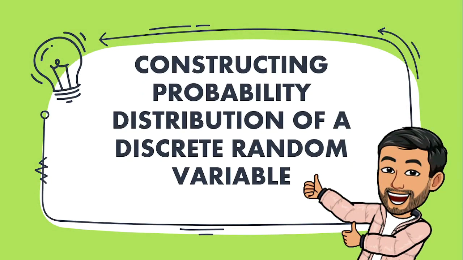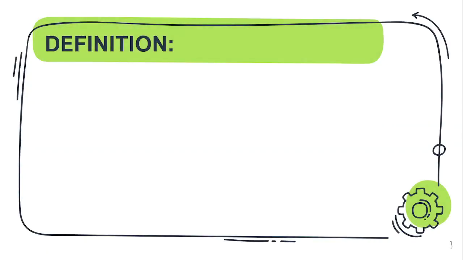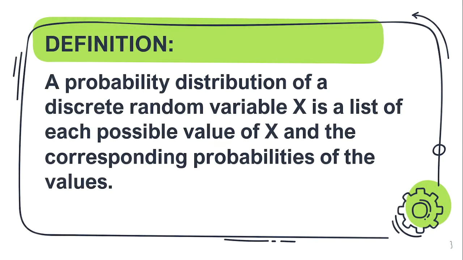Our lesson for today is all about constructing probability distribution of a discrete random variable. Let us define first what is a probability distribution. A probability distribution of a discrete random variable x is a list of each possible value of x and the corresponding probabilities of the values.